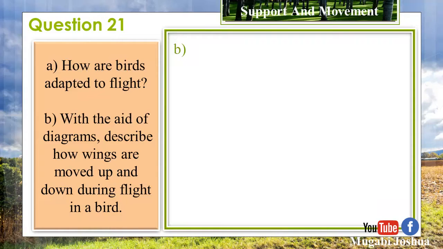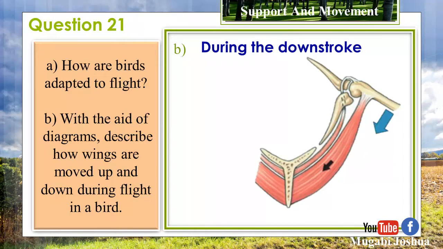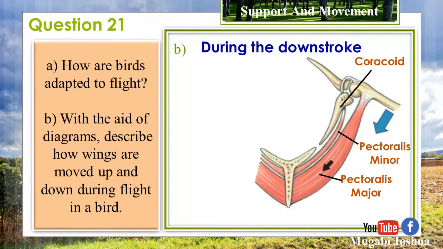Let us start with the downstroke, and we shall look at the muscles and the bones that are used in flight. We have the coracoid, the pectoralis minor, the pectoralis major, and the keel. Those are some of the muscles used during contraction and relaxation, which causes the birds to fly.